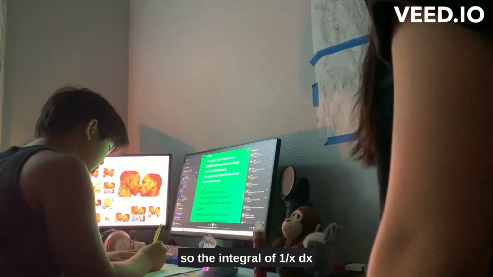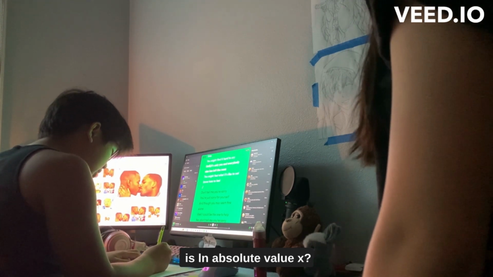So the integral of 1 over x dx is ln absolute value x.